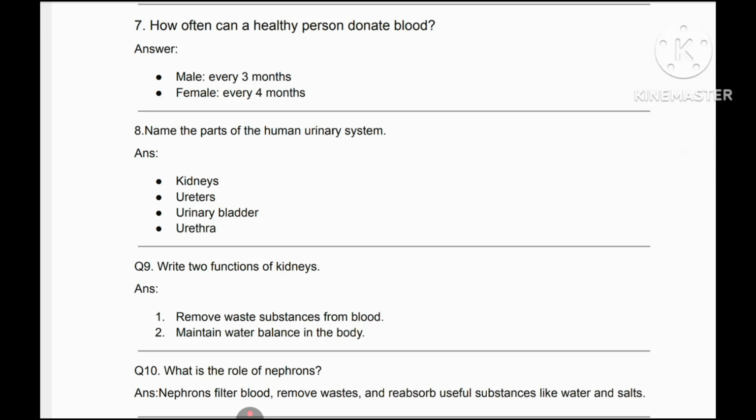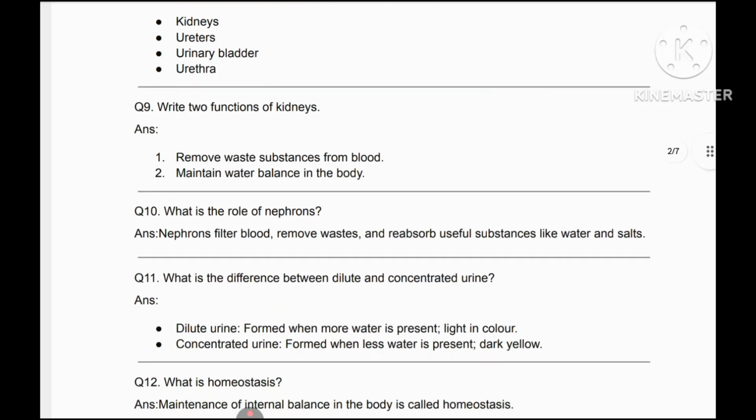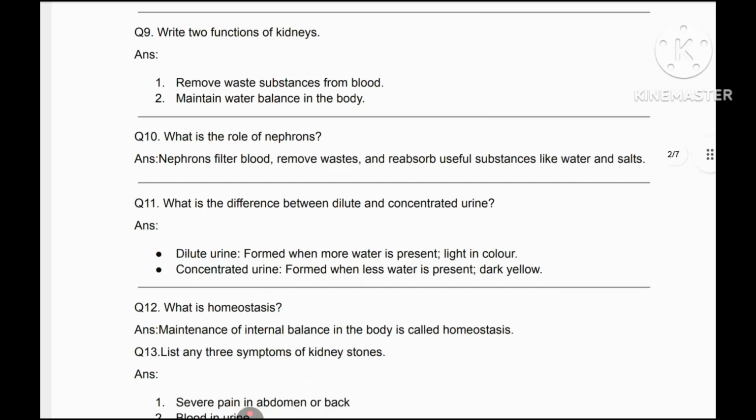Name the parts of the human urinary system: kidneys, ureters, urinary bladder, urethra. Write two functions of kidneys: remove waste substances from blood, maintain water balance in the body. What is the role of nephrons? Nephrons filter blood, remove waste and reabsorb useful substances like water and salts.